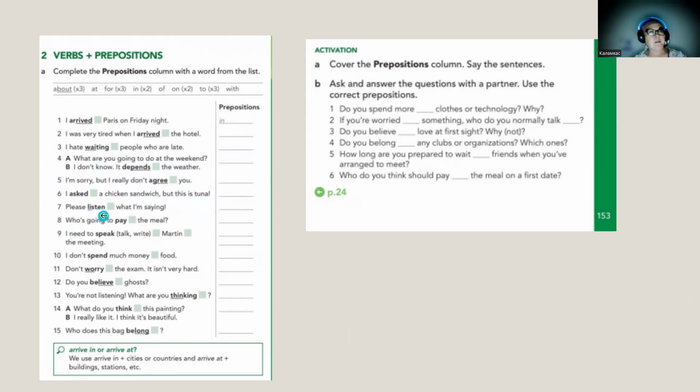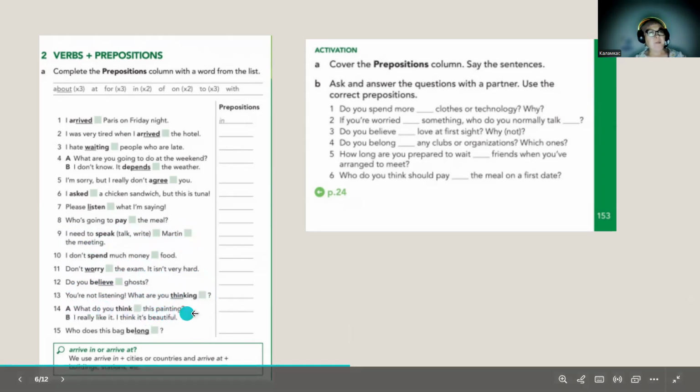Please listen to what I am saying. Listen to. Who's going to pay for the meal? I need to speak with Martin about the meeting. I don't spend much money on food. Don't worry about the exam. It isn't very hard. Do you believe in ghosts? You are not listening. What are you thinking about? What do you think about this painting? I really like it. I think it's beautiful. Who does this bag belong to?